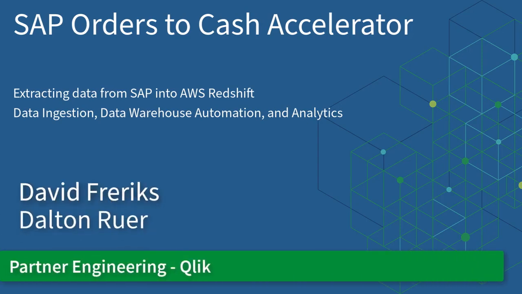Hello. Today we're going to be discussing SAP Orders to Cash Accelerator from Qlik. We're going to be talking about how we extract SAP into Redshift, and the components that Qlik covers: data ingestion, data warehouse automation, and analytics. My name is David Frericks, and later on we'll be joined by Dalton Ruhr, and we're on the Qlik Partner Engineering team.